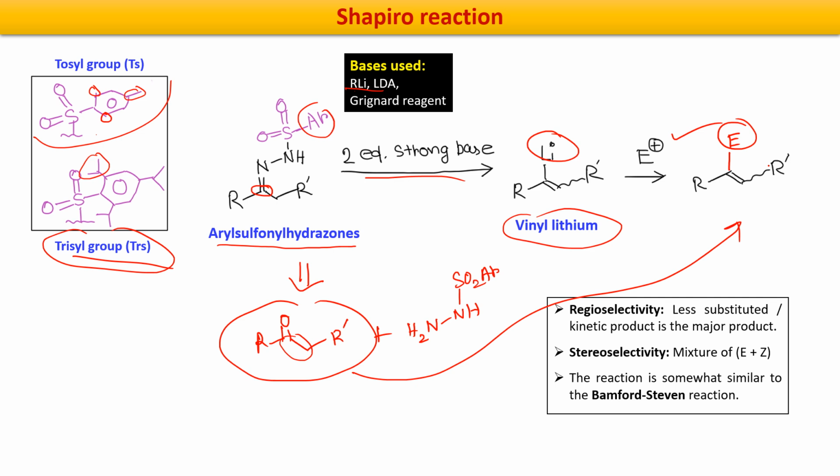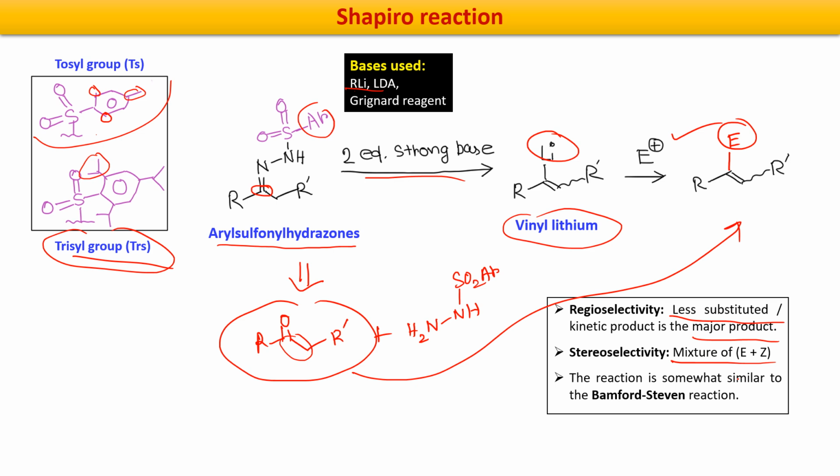Now, unlike the Bamford-Stevens reaction, when we consider regioselectivity, here the less substituted product will be formed. From this general structure you will not be able to understand it, but when we actually see the mechanism, it will be clear to you. So this is the major product, the kinetic product, with the less substituted C=C double bond.